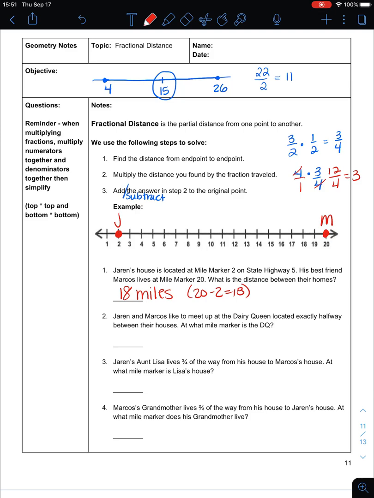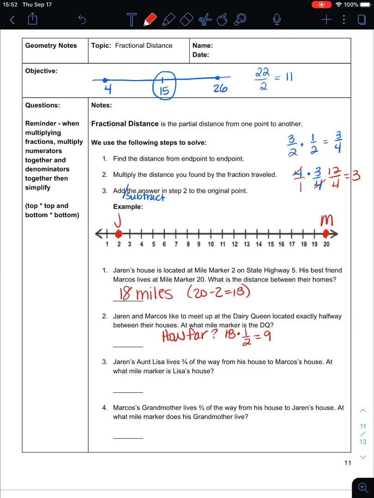So Jaren and Marcos like to meet up at the Dairy Queen that is located exactly halfway between their houses. At what mile marker? So at what location? Not how far is it, but what mile marker? So first let's find out how far it is. So if there is 18 miles between their houses, then we would take that 18 and we want halfway. So I'm going to multiply by 1/2 or divide by 2. It's the same thing. So 18 times 1 divided by 2 would be 9. That's how far away it is.